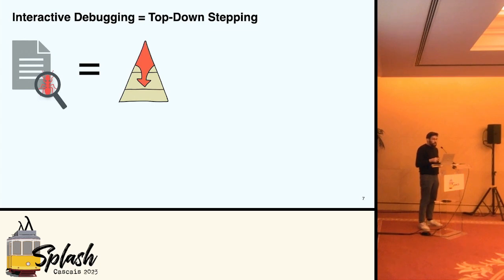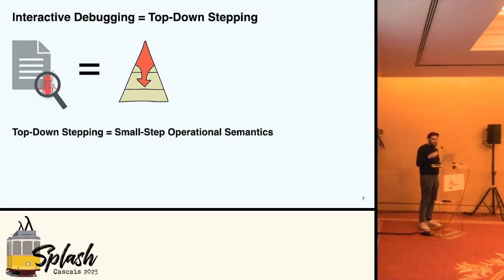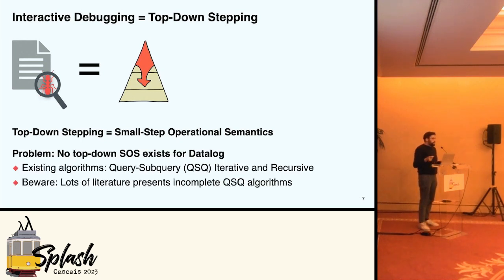So to find and fix bugs, we need to follow the top-down stepping order of Datalog. So we want to define this top-down stepping order by defining a small step operational semantics, because this operational semantics defines every step at which we can stop.